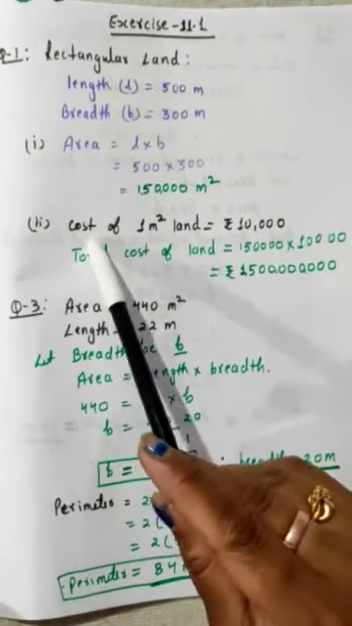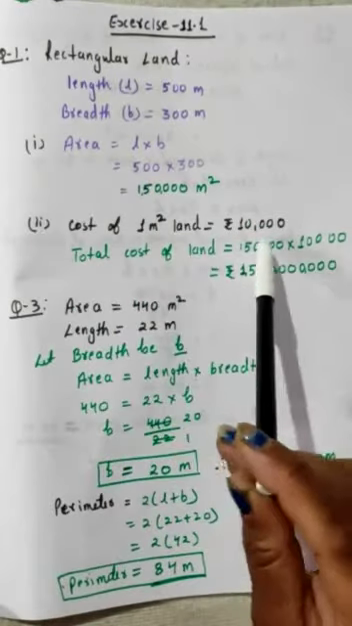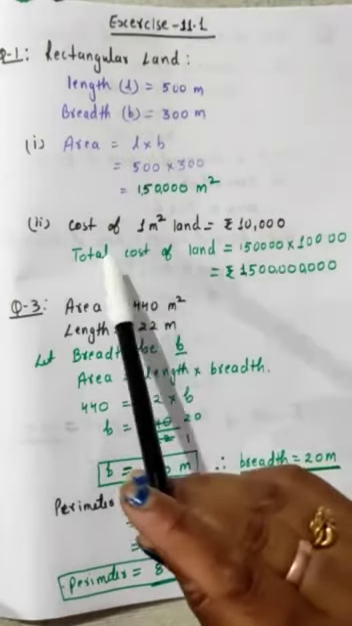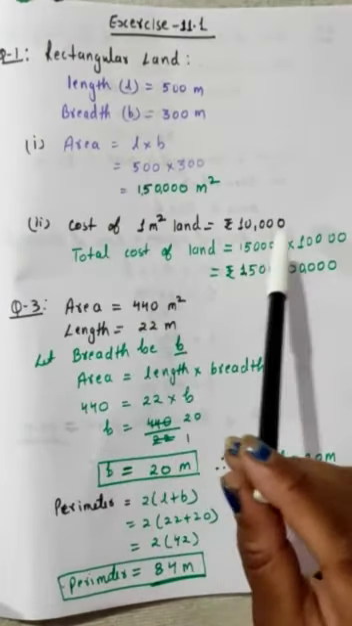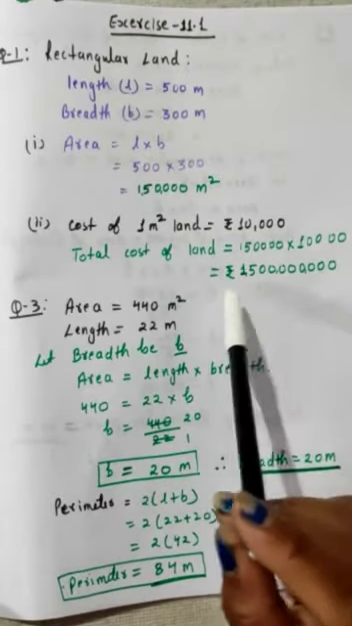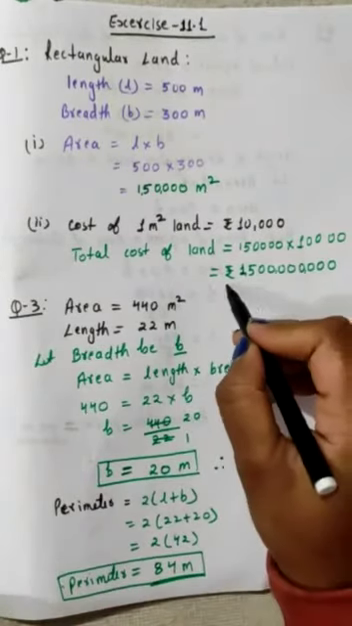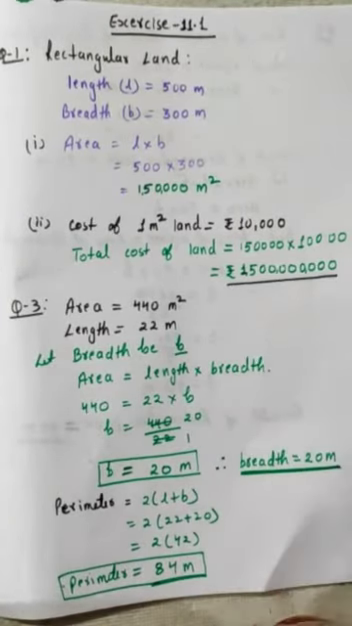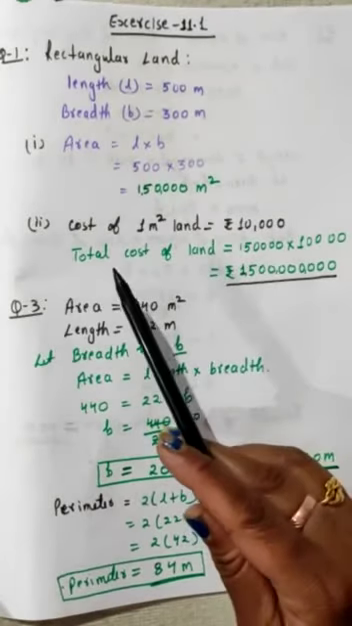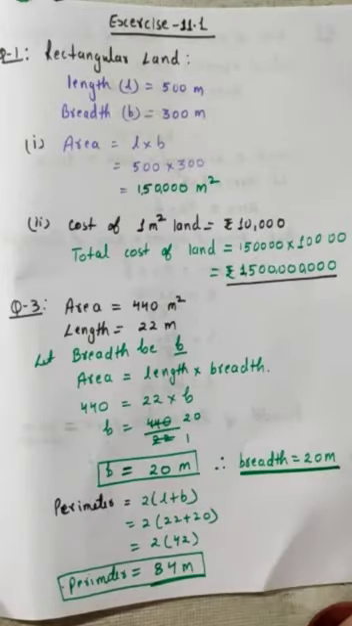Now for calculating the cost, first you will write that the cost of 1 meter square land is 10,000 rupees. So the total cost of the land will be, you just multiply the area with 10,000 and you will get the cost. So this much is the cost, 1 crore 500 lakhs. This way you can calculate the cost of rectangular land also. Now the second question is similar, which you have to do on your own.